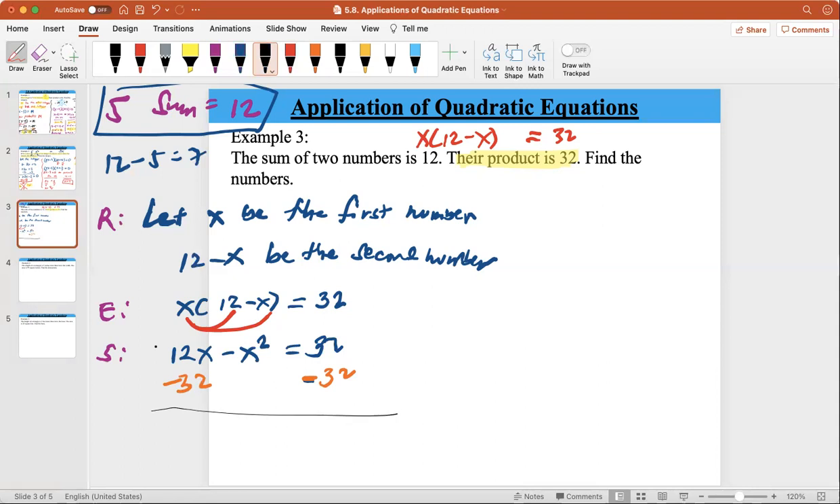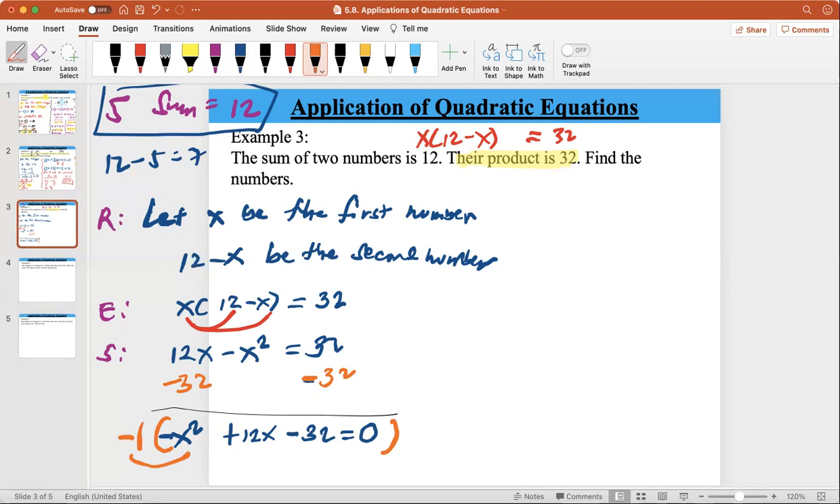We cannot combine any of this, right? Because they are all unlike terms. What you can do is copy from the first term, which is negative x squared. What's next to negative x squared? Your 12x plus 12x, and then minus 32 equals 0. But since our leading term is negative, we have to multiply this by -1 to make our leading term positive.